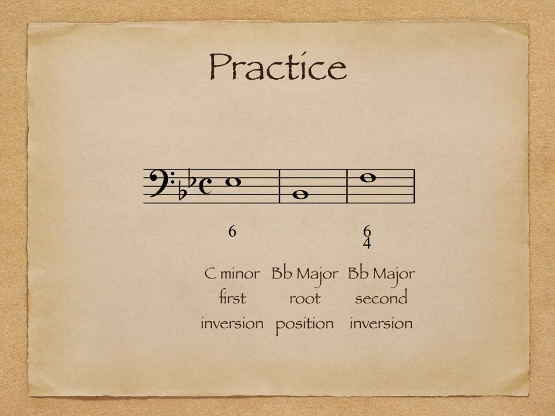Try to build a triad above each bass note using the figured bass below in B flat major. The triad qualities and positions are given for you. You should have gotten G and C above the E flat for the C minor first inversion, a D and an F above the B flat for the B flat major triad in root position, and a B flat and a D above the F for the first inversion of the B flat major triad.